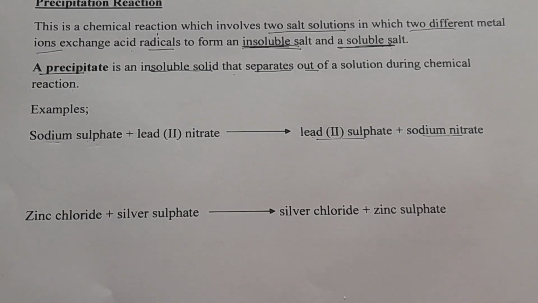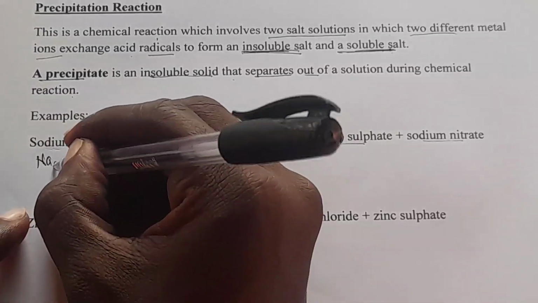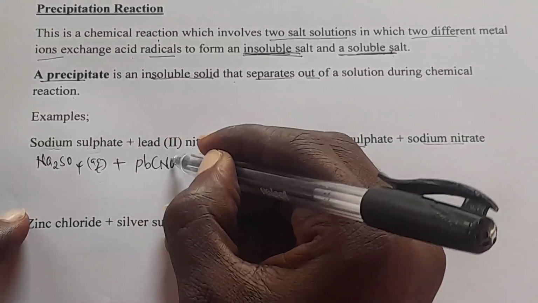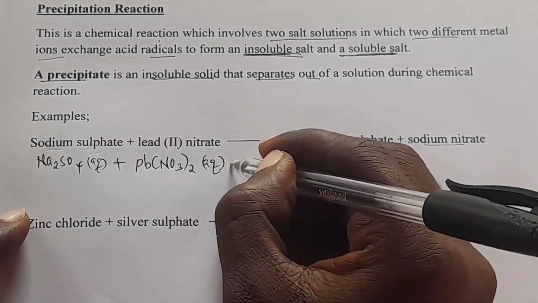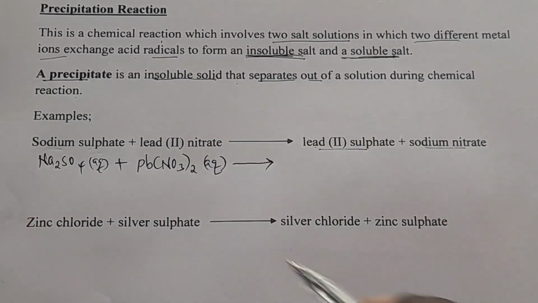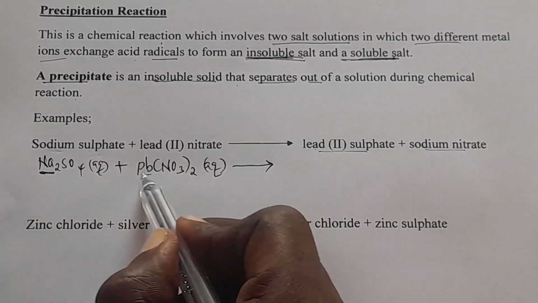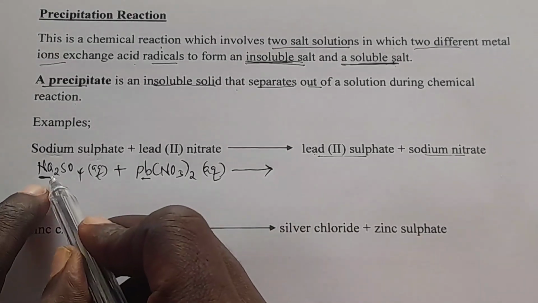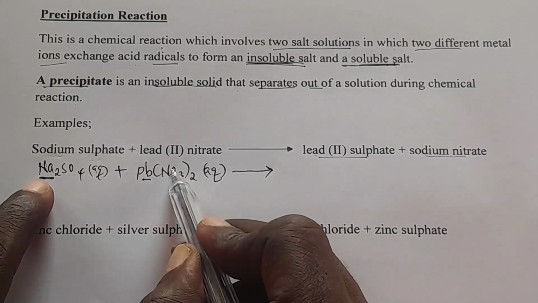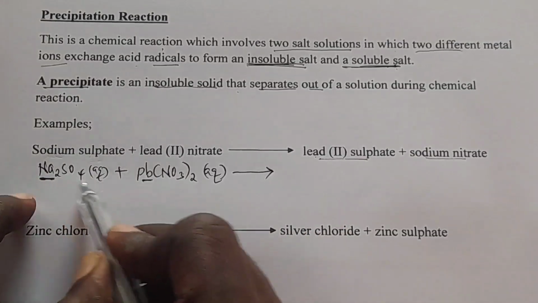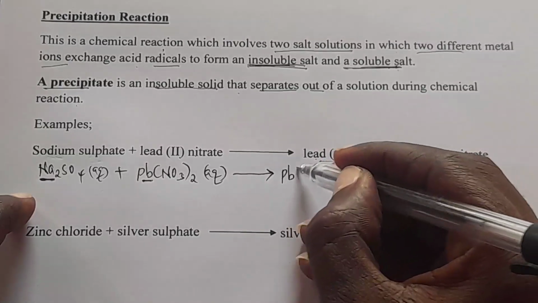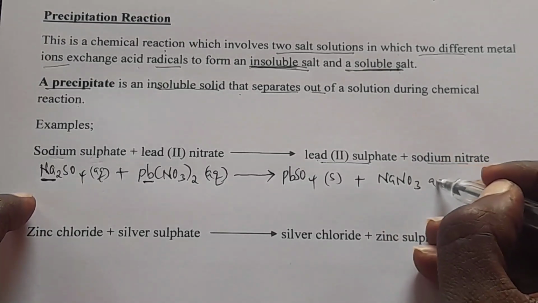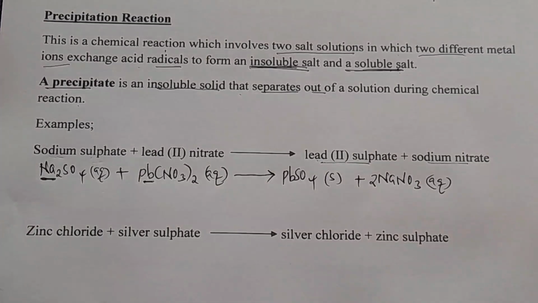So we can write this in a chemical equation. We have sodium sulfate, which is aqueous, reacting with lead 2 nitrate, which is also aqueous because it's a soluble salt. When they react, the cations are going to exchange with the anions. So the sodium ion will get the nitrate ion, then the lead 2 ion will get the sulfate ion. So we are going to get lead 2 sulfate, which is solid, plus sodium nitrate. To balance the equation, we are supposed to put 2 here. So that is a balanced chemical equation.